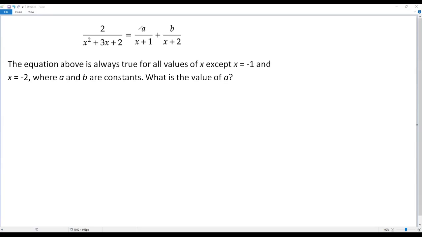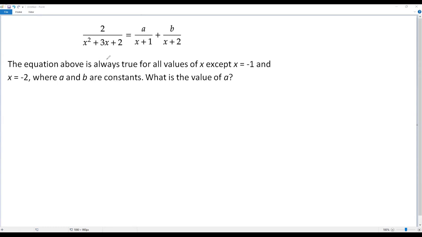Here we have a SAT math problem. Okay, let's go to the question. 2/(x² + 3x + 2) = a/(x + 1) + b/(x + 2). The equation above is always true for all values of x except x = -1 and x = -2, where a and b are constants. What is the value of a?